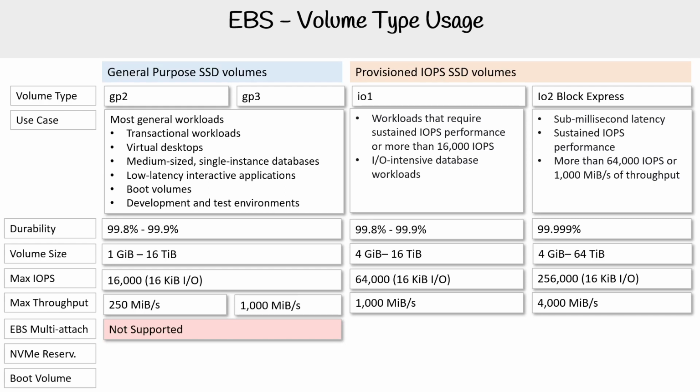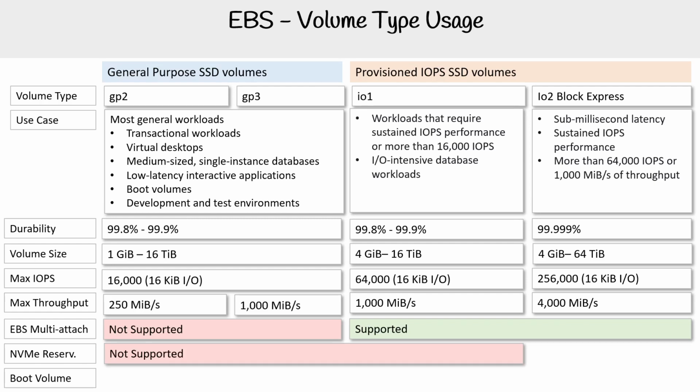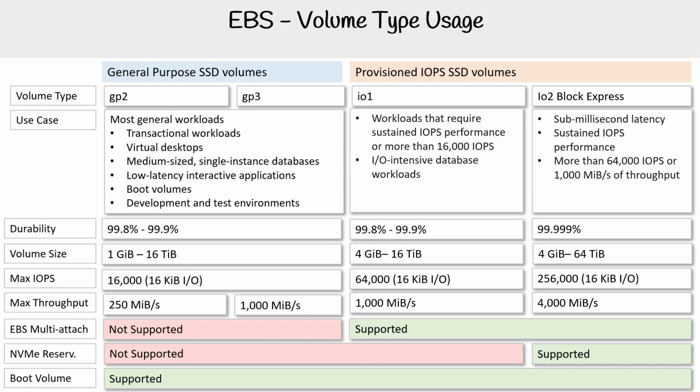We cannot use EBS multi-attach for general purpose, but we can for provisioned IOPS SSD. There is no NVMe reservation, so you can't reserve NVMe, but for IO2 Block Express, you absolutely can. That doesn't mean you can't use NVMe with other ones. It's just in particular, it's about reservation. For boot volume, they can all be used for boot volume.